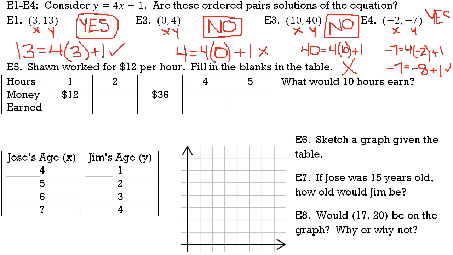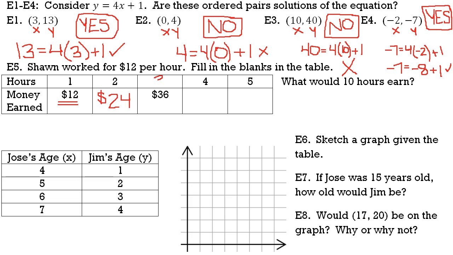All right. Example number 5. Sean is working for $12 per hour. Fill in the blanks in the table. So, after 1 hour, the money earned was 12. After 2 hours, the money earned would be 2 of those. That looks a lot like 24.